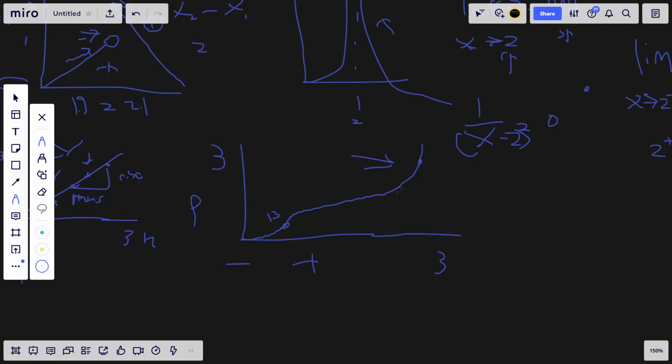Anyway, so now let's draw a smaller triangle. Let's try to find the average slope of this higher segment. Let's say it goes up.